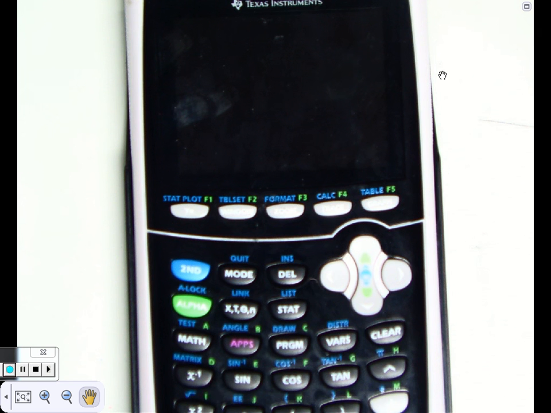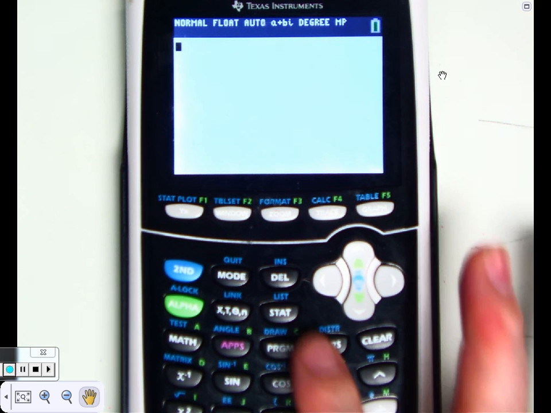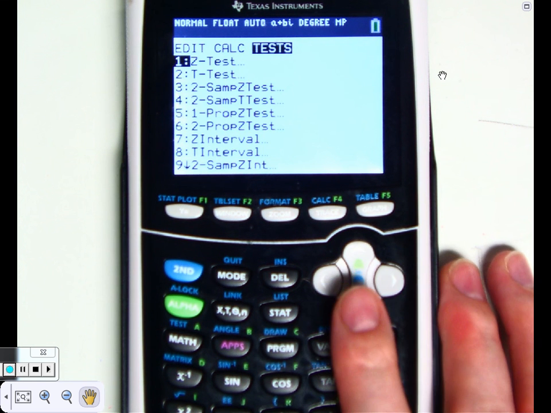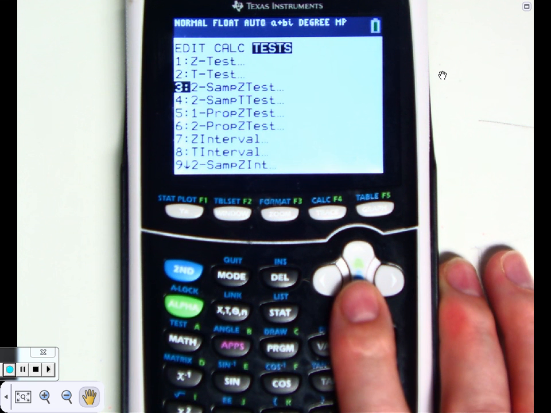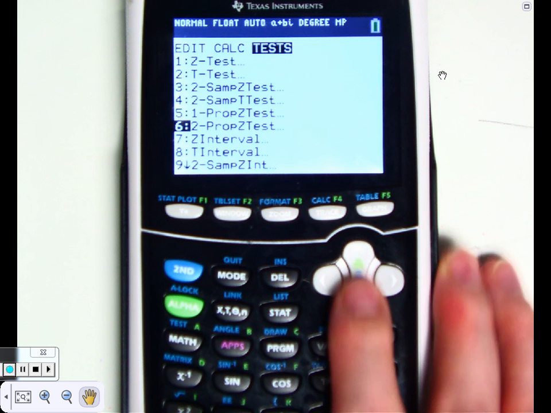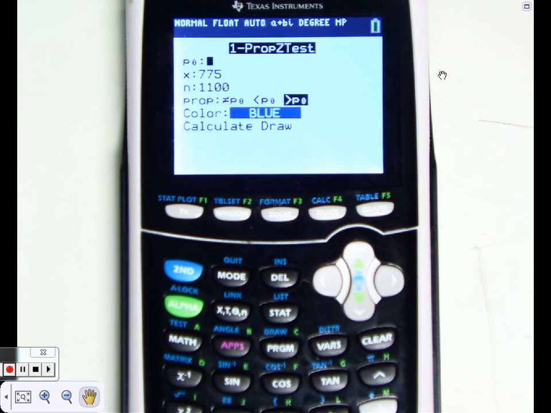And so there we go. It's hard to see, but there's my calculator, and if I click on stat and arrow over to test, we have all sorts of tests. We don't want to do just the z-test or the t-test. We're looking for a one prop z-test, because our z-tests for proportions are different than our z-tests for means. So I'm going to do a one prop z-test, and then you put in the information you need.